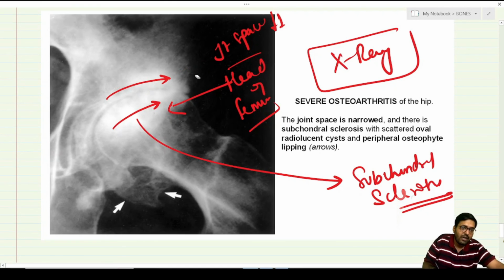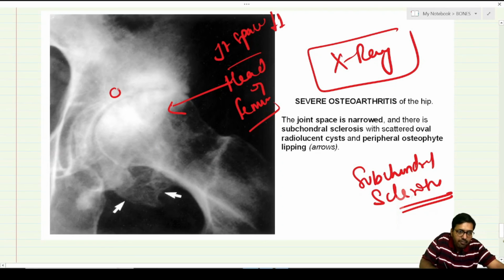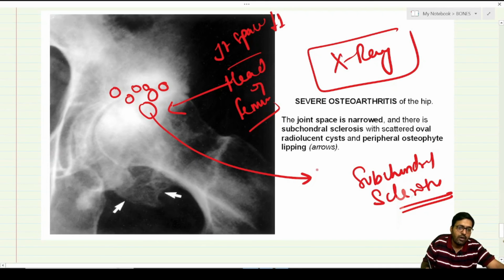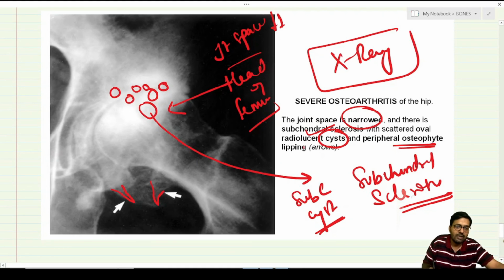Very importantly, I don't know if you all can appreciate over here, very small round clear spaces can be seen. What are these clear spaces? These are nothing but the radiolucent subchondral cysts. Now over here also, because of loss of the cartilage and because of overgrowth of the bone, there is some osteophytic growth or bony lipping. This is characteristically called osteophytic lipping. There is an excessive bony outgrowth that we see. Joint space is narrowed, there is subchondral sclerosis, scattered oval radiolucent cysts and peripheral osteophyte lipping.